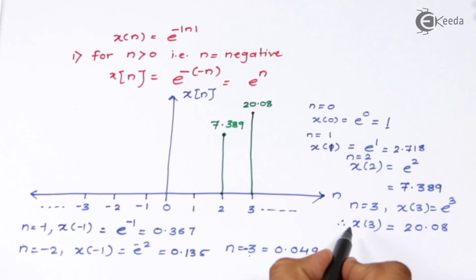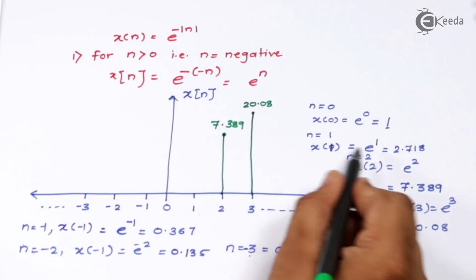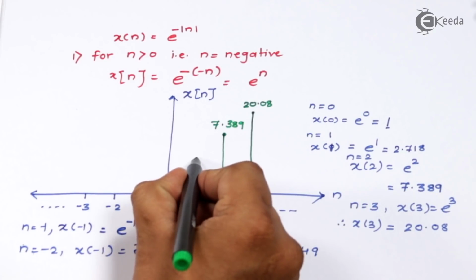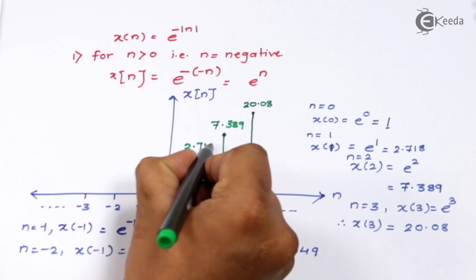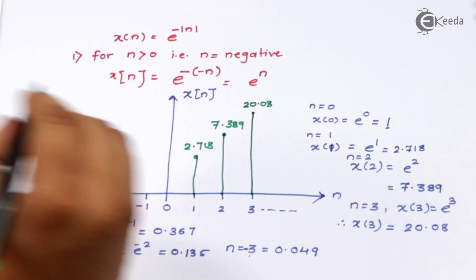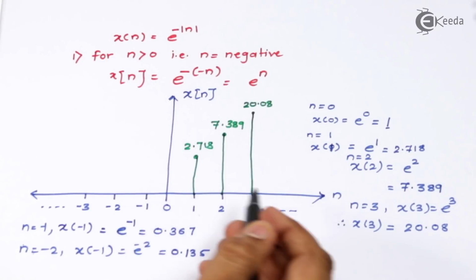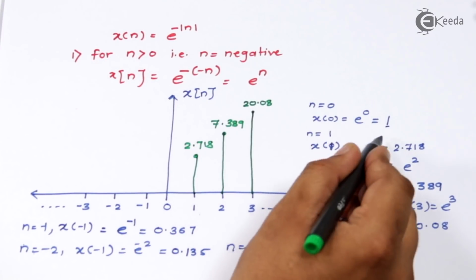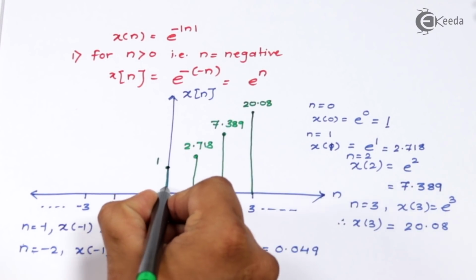And for n equals 1, we have value 2.718, let's say over here. No need to use a scale. You can approximately draw this graph. The same thing I have used. For n equals 0, my amplitude is 1. So let's say amplitude is 1 over here.